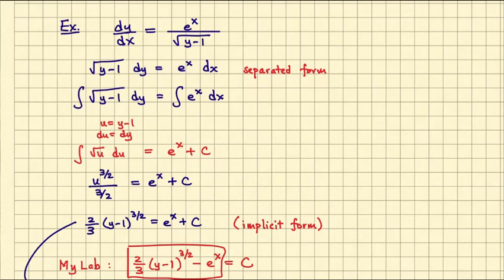And because it can be put in separated form, this is a separable differential equation. So once we have it in separated form, we're just going to anti-differentiate both sides. This side requires a little baby u substitution here, so I'll let u be y minus 1. Then the du would be dy. This would give me an integral that's the square root of u du.